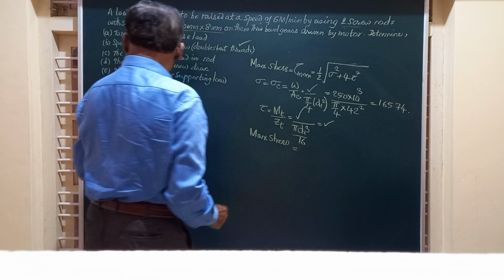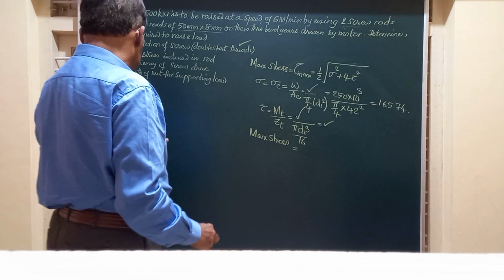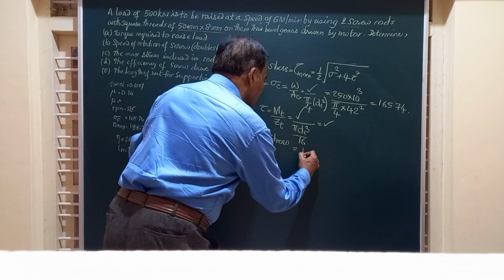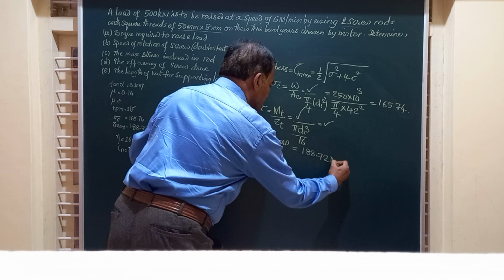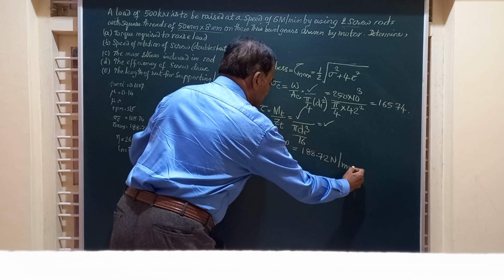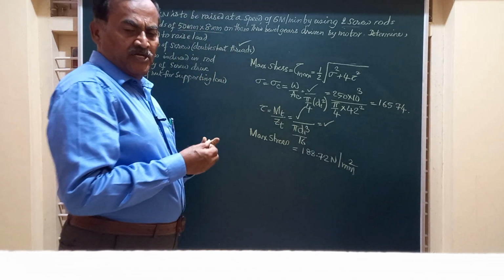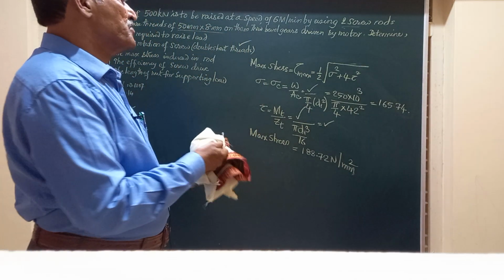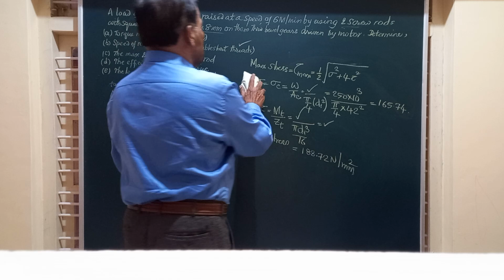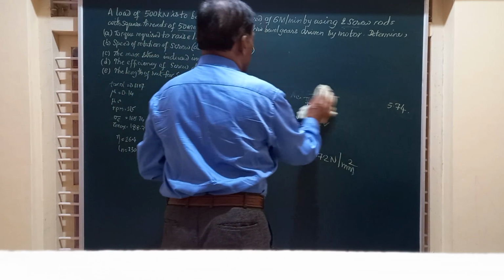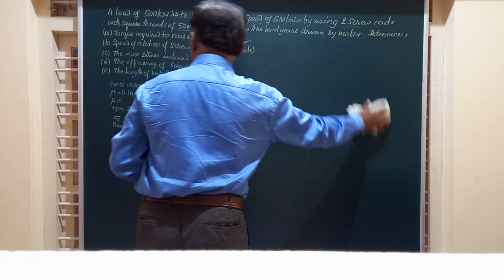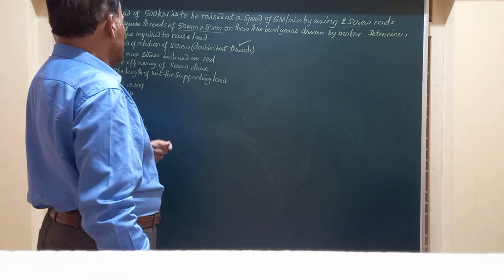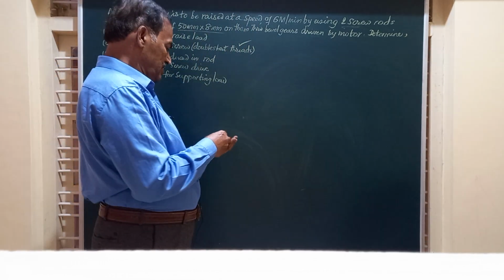is equal to a value 188.72 Newton per mm square. That is the maximum stress induced in the screw rod, which combines both the compressive stress and the torsional stress or the shear stress. Friends, we will move on to the next part, the efficiency of the drive.